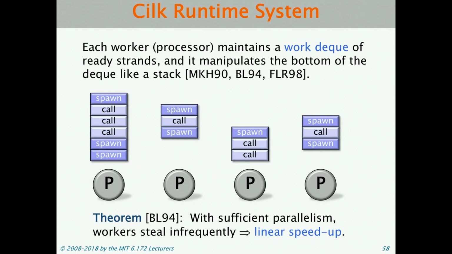So a famous theorem says that with sufficient parallelism, workers steal very infrequently, and this gives us near-linear speedup. So with sufficient parallelism, the first term in our running time bound, the T1 over P term, is going to dominate, and that gives us near-linear speedup.